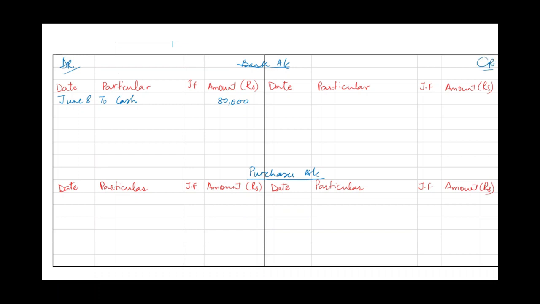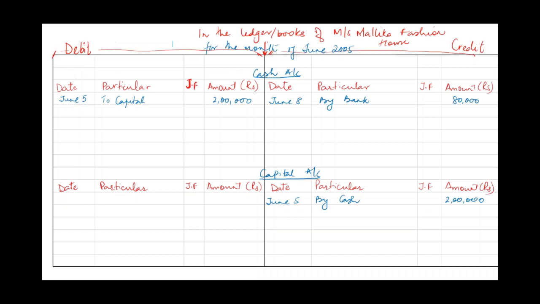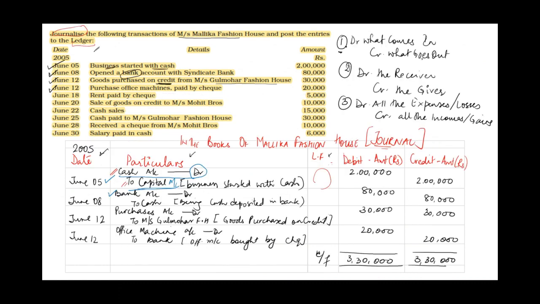Okay, so it says purchases account debit to Gulmohar on June 12th. So on June 12th, you're going to debit purchases. So I will say June 12th, debit my purchases with what? Debit my purchases with Gulmohar Fashion House. This name I will write. Remember, in this account head, I will write this name, and in that account head, I will write that.